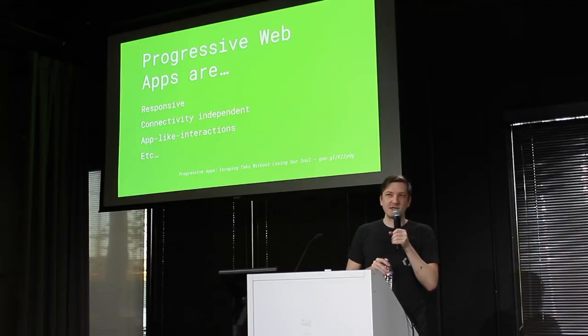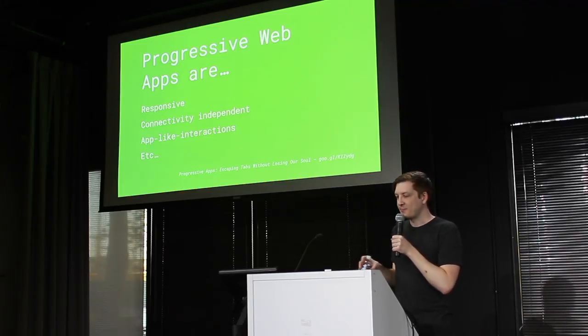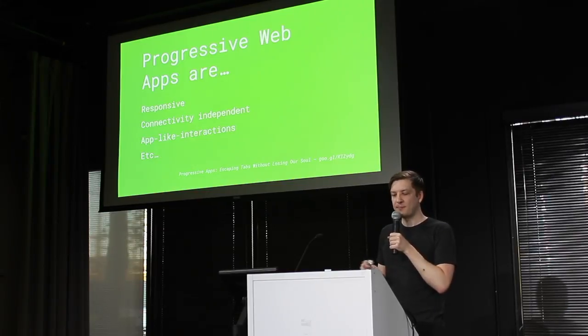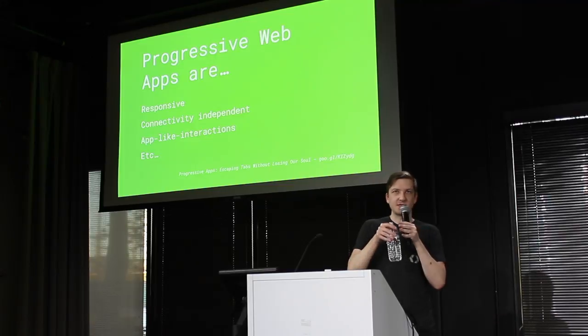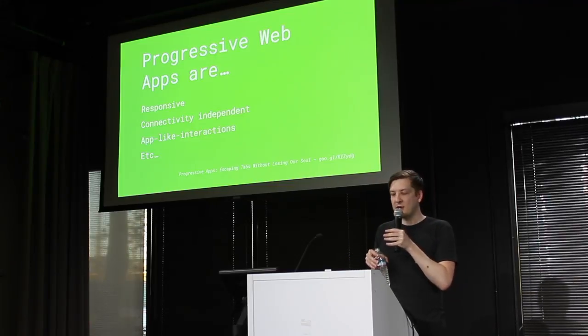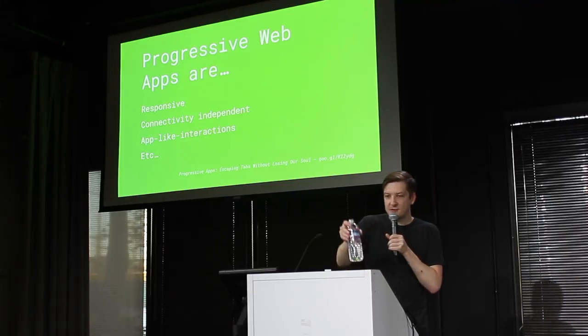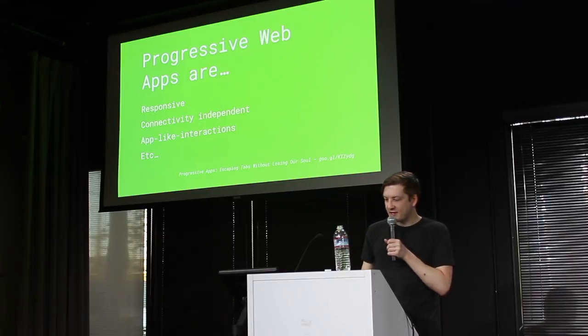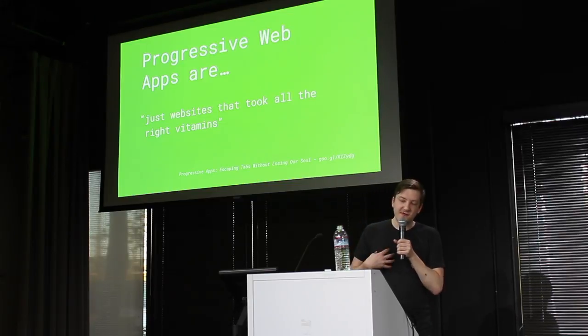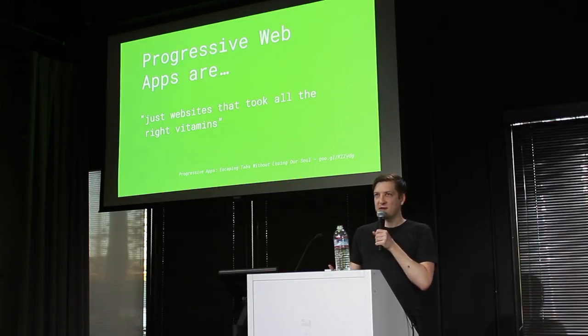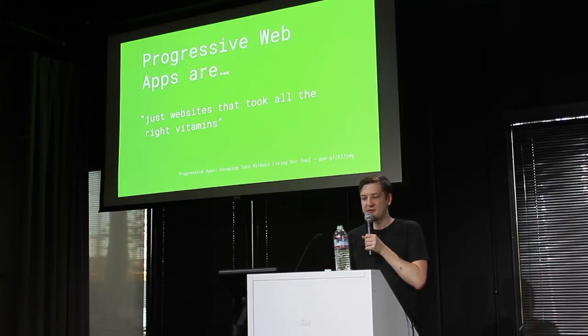And a progressive web app is an application that is responsive. It's an application that's connectivity independent because it has a service worker and it can work offline. It gives you app-like interactions. It has a nice shell and content loading model and all those cool things. And so really what we like to say is that it's kind of like a website that just took all the right vitamins. And there's a lot of things that we feel like we can do in Polymer to make this easier for developers to build these really great experiences.